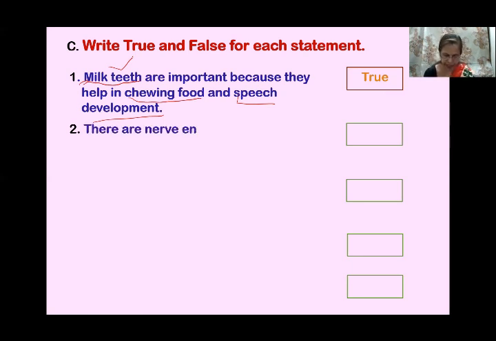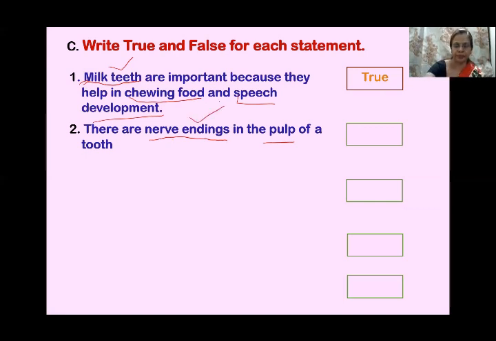Now the next question is, there are nerve endings in the pulp of a tooth. Which part of the teeth has the nerve endings? We have just done one question, and it is also available in our lecture videos, that the pulp is the part which contains the nerve endings. That is why it is an important part of our tooth. So the answer will be true.